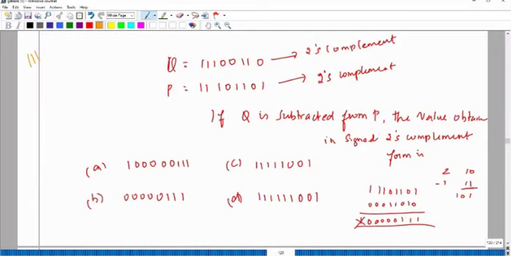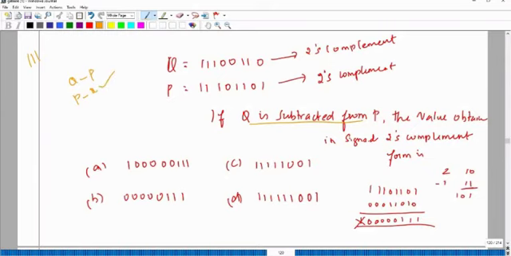Here they are given Q and P, represented in 2's complement numbers. This is the 2's complement representation of Q, and this is the 2's complement representation of P. They are asking if Q is subtracted from P, so you have to note down this question. Q subtracted from P means P minus Q. It is P minus Q.